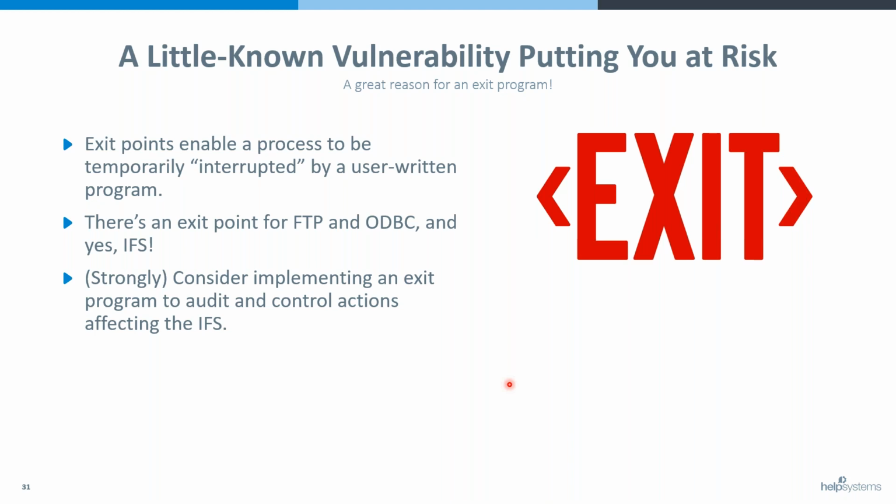Unfortunately, when IBM added all these exit points, or these entry points to the system, they didn't put any built-in auditing or controls with it. So essentially, if your user has a user ID and password and you have secured the IFS, there's that potential that someone's going to be able to get in and do things that you never would have planned for them to do. I would strongly consider implementing exit programs so that you can start auditing and controlling those actions against the IFS. So being able to see who's connecting through FTP.